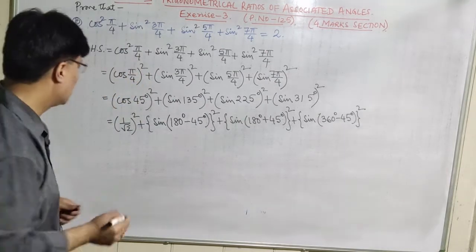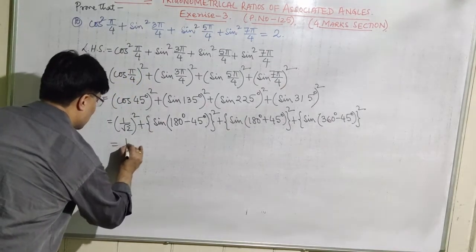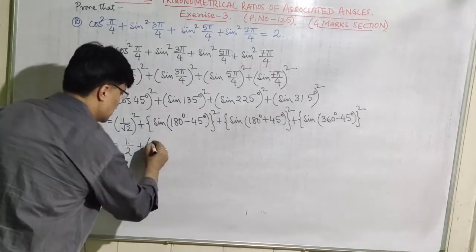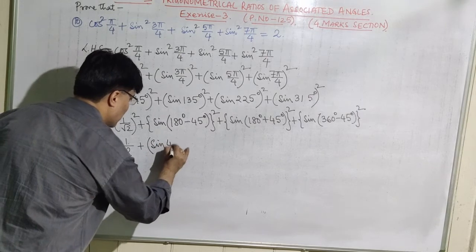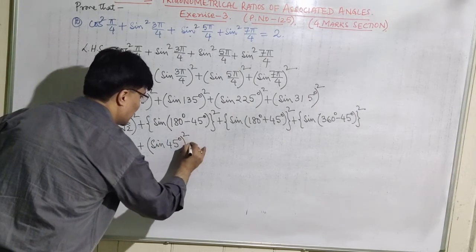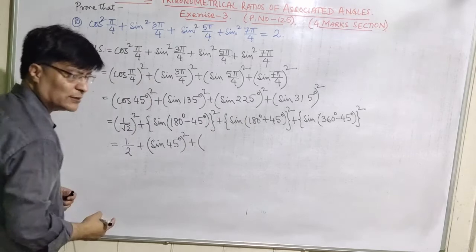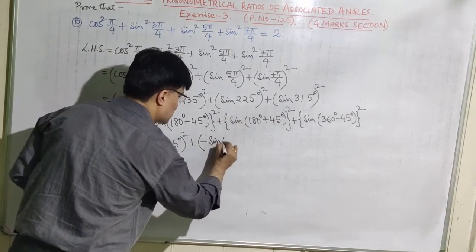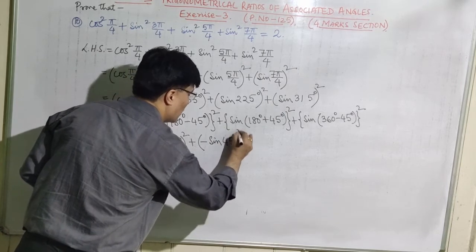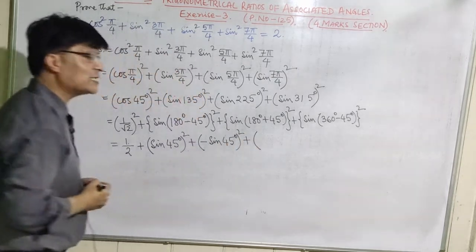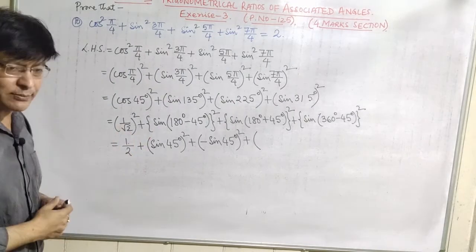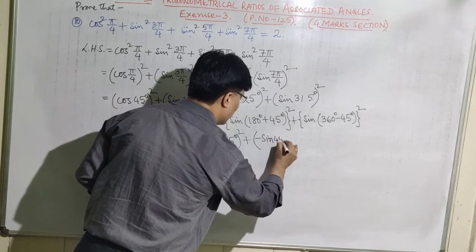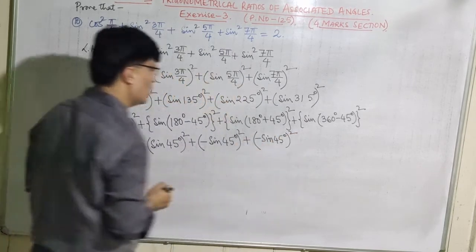Is that clear? So which is equal to, what is 1 by root 2 whole square? That is 1 by 2. Plus, what is sine 180 minus theta? You know that this is sine 45 degree whole square plus, how much is it? Sine 180 plus theta lies in the third quadrant. So it is minus sine 45 degree whole square plus, similarly, what is the last one? Sine 360 minus theta, that is minus sine theta, that is minus sine 45 degree. This is also whole square.